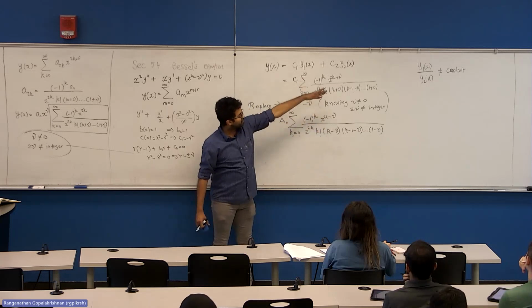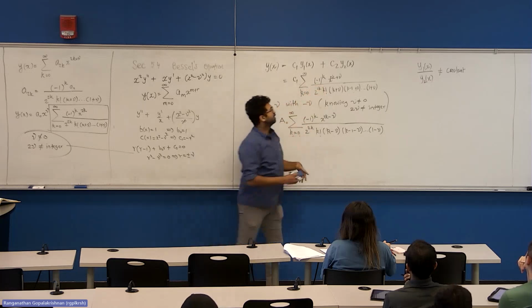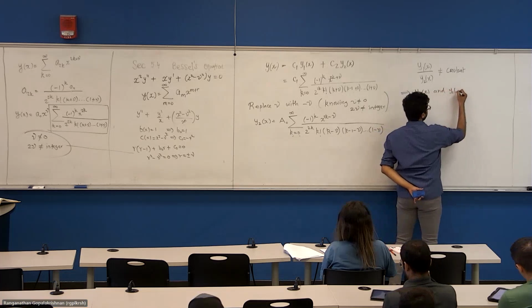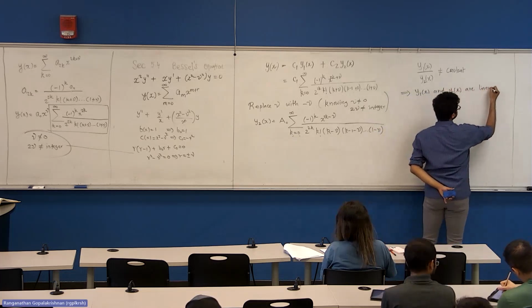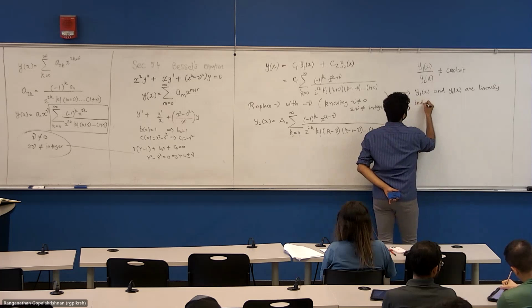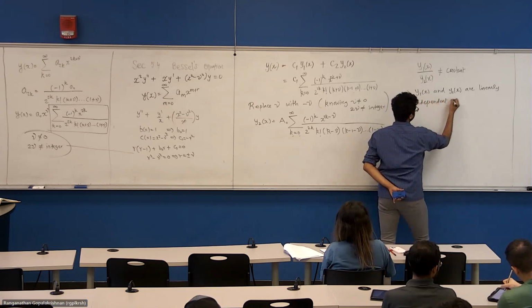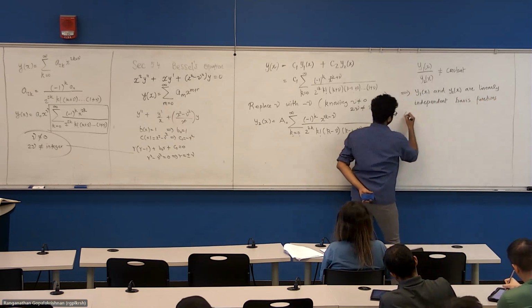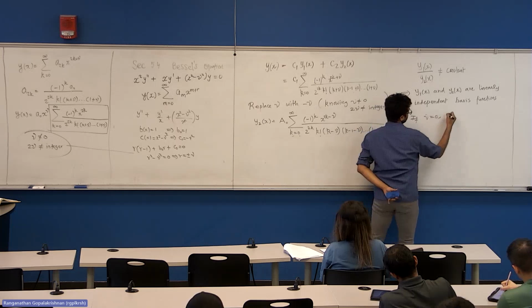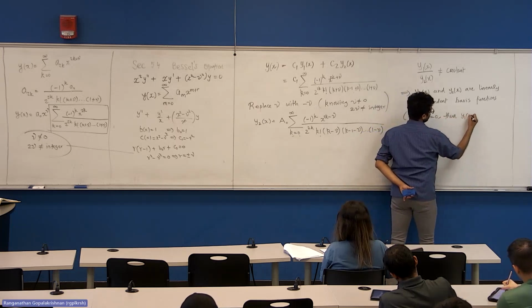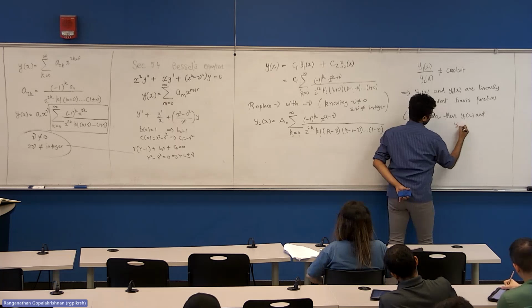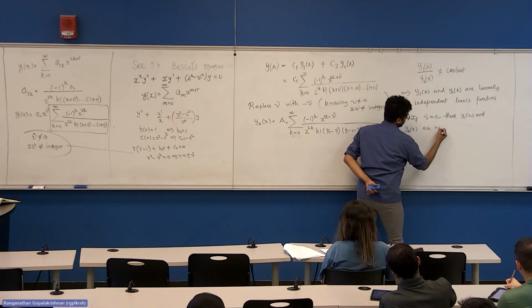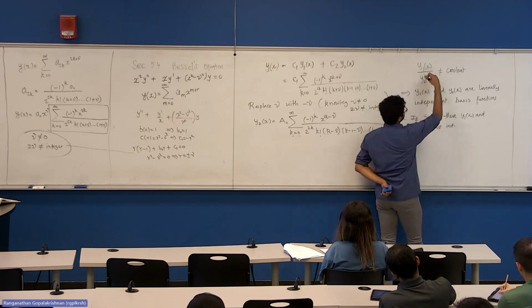And if you take the ratio, it is easily seen that it's not a constant, which makes y1(x) and y2(x) linearly independent basis functions. Here is where you can see why, if nu were to be 0, then y1(x) and y2(x) are not independent. In fact, they are equal, which means this ratio is equal to 1.